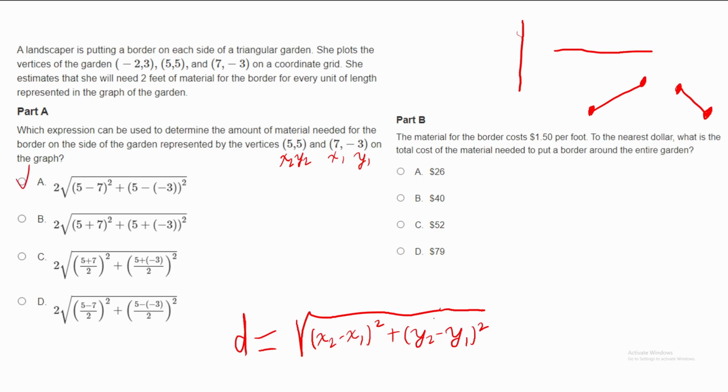Plus y2 minus y1. y2 is 5 minus -3. There we go. We got our answer right there, right? So this is the length of one of the sides. It says the material for the border costs $1.50 per foot. To the nearest dollar, what is the total cost of material to put a border around the entire garden?